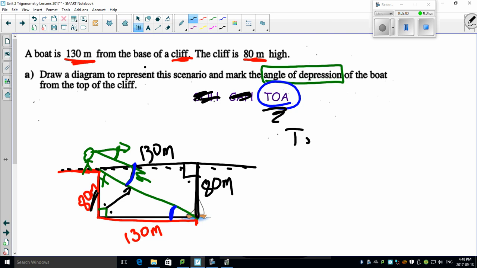This is going to be tangent of the angle theta. So I'm going to just start with this angle right here, and I'm going to say that this is my opposite side. So check this out. This is going to be opposite over adjacent. So 80 over somebody. Well, guess what? There's my adjacent. That's over 130.